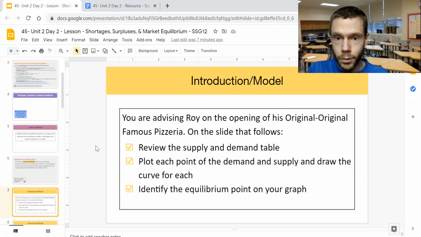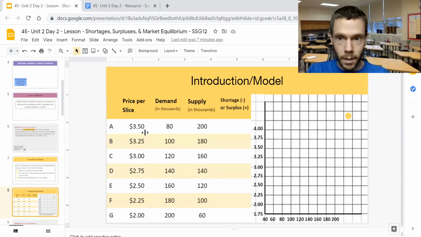But in day 2, students will look at the data for pizza slices at various prices, the quantity of units demanded in thousands, the quantity of units supplied in thousands, and then think about what's happening at each of the points. Is there a shortage or is there a surplus of the product? And we can see where the demand and the supply are the same. This is the equilibrium point.